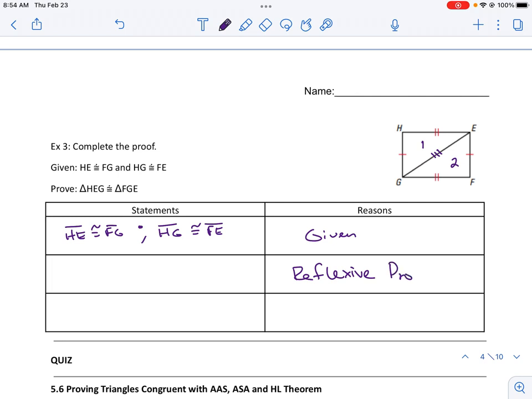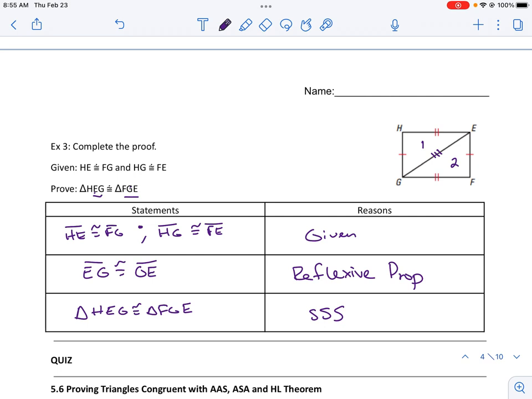This is the easiest property to have. It's the easiest one to spot, I should say. So when we're going through, again, the lettering matters. So if I look at my proof information here, E corresponds to G, and G corresponds to E. So I have EG is congruent to GE. We already know my proof, and I can see that this is side, side, side.